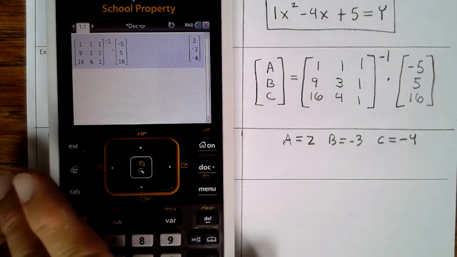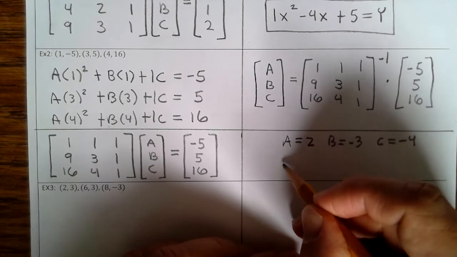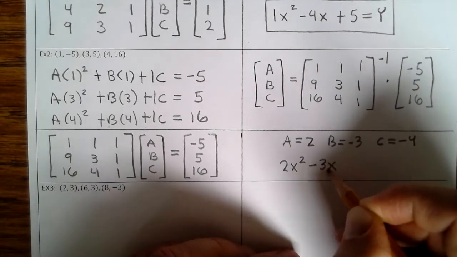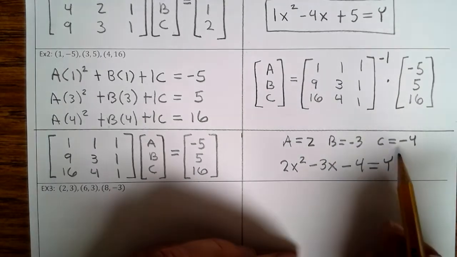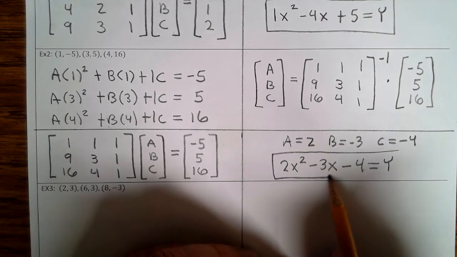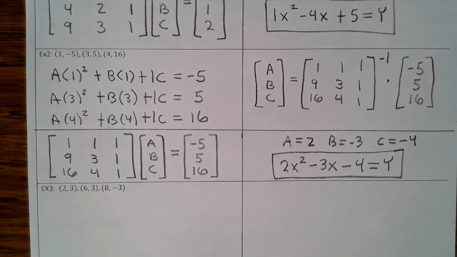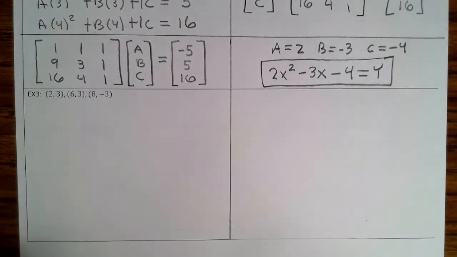Okay? So now our equation is 2x squared minus 3x minus 4 equals y. And that is how you write a quadratic function given 3 points. Okay? Go ahead and finish up example 2. I'll take a look. So same thing.